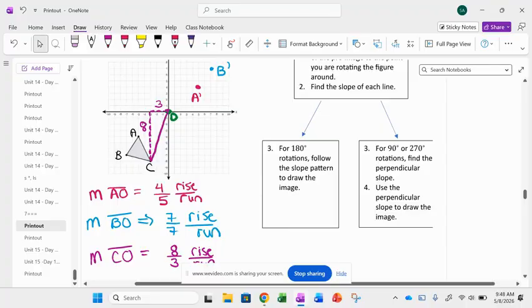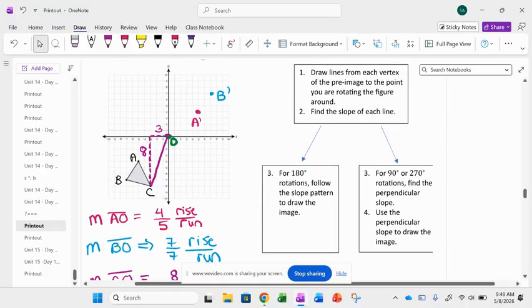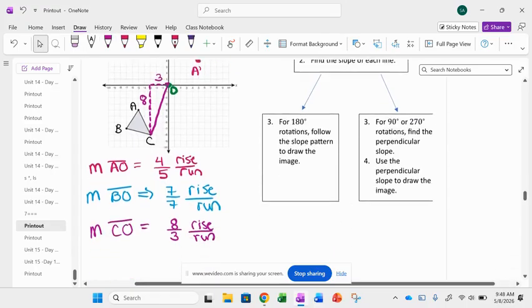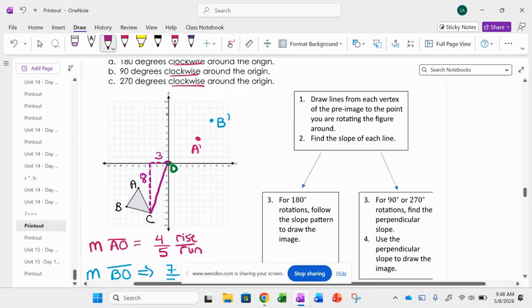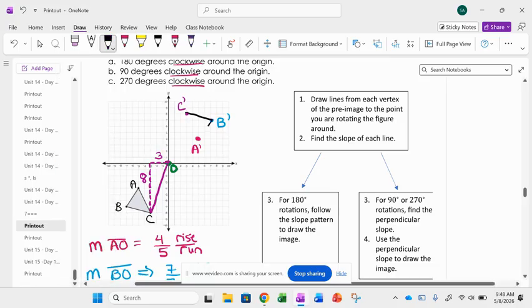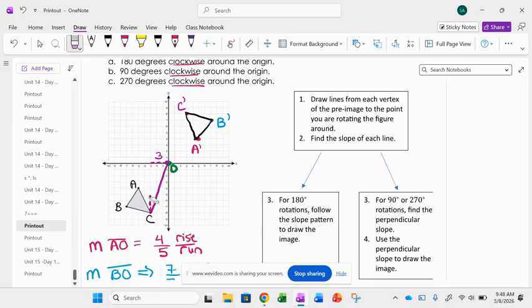So now I go to the center of rotation, and I'm going to continue my slope. So I'm going to go up, what was it, 8? Up 8, to the right 3. And there's my C prime. And then once we have all of our new coordinates, we connect them in the same order they were connected before. And that is my rotated image, 180 degrees. So this is 180 degrees. CW means clockwise.